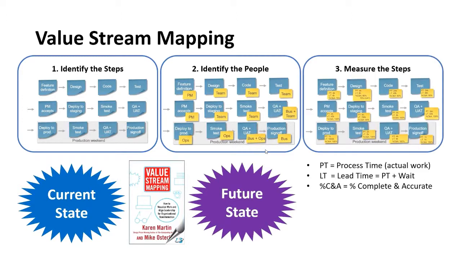The third step is to measure the steps. So we have 3 different measurements that we want to do at each individual step. The first one is process time. The second is lead time. And the third is something called percent complete and accurate. So PT, LT, and percent C&A. So the interesting thing about lead time and process time is that if they were equal, you would have a 100% efficient system.